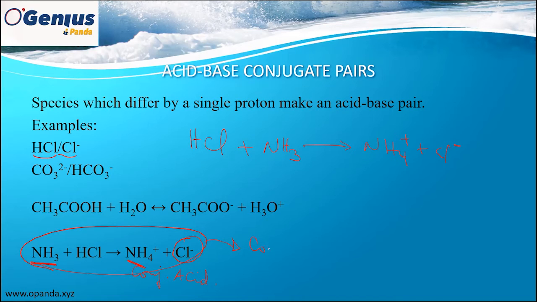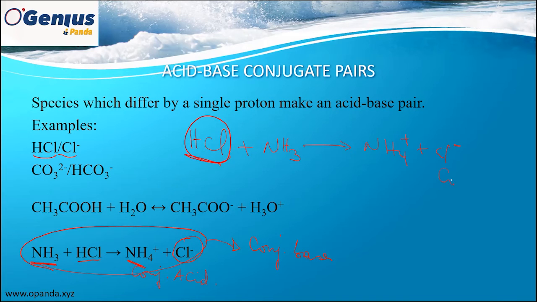So it is a conjugate base. And you can see the difference between HCl and Cl negative is a single proton. The difference between ammonia and the ammonium ion is a single proton. So these species form what we call acid-base conjugate pairs. And what it means here is that this is a strong acid.